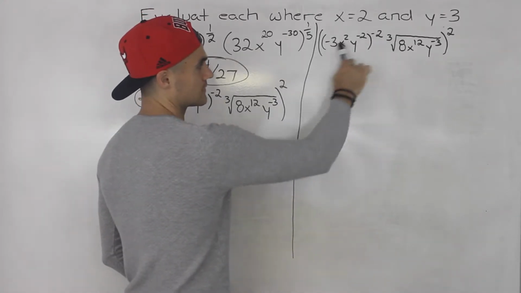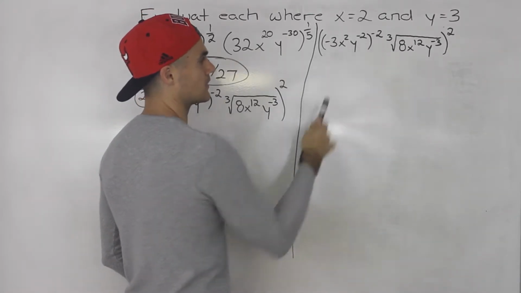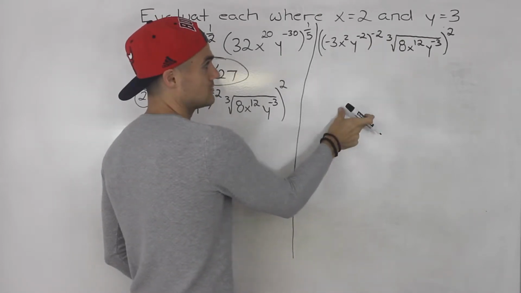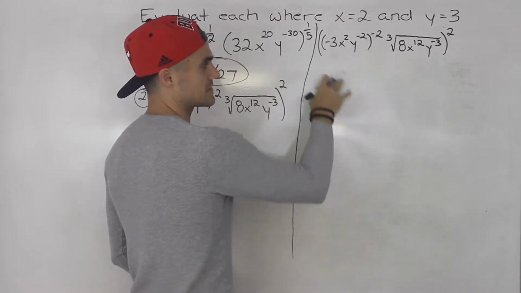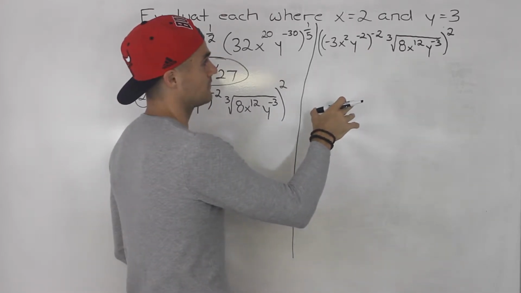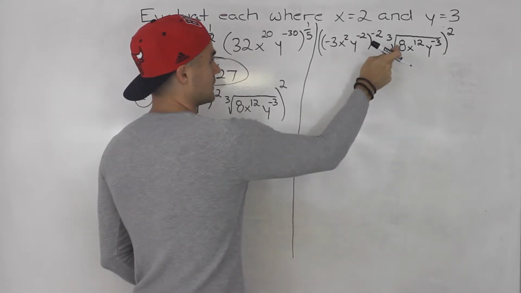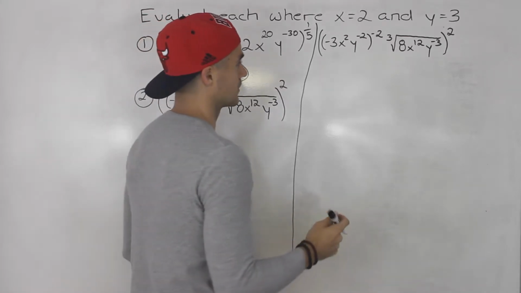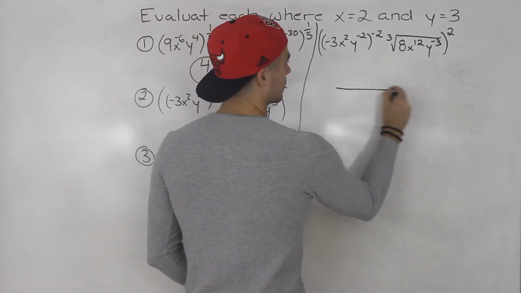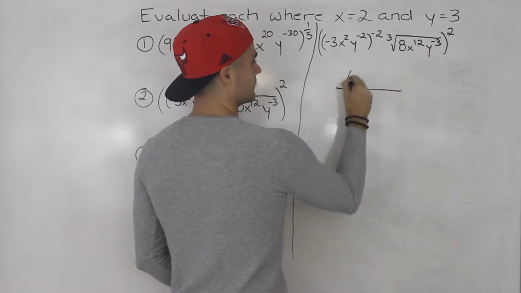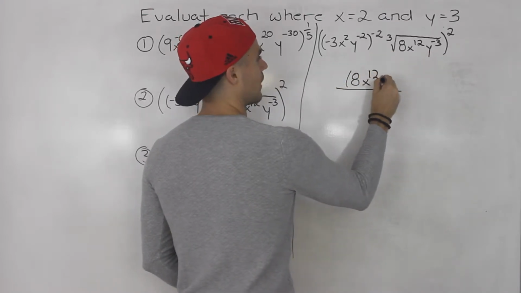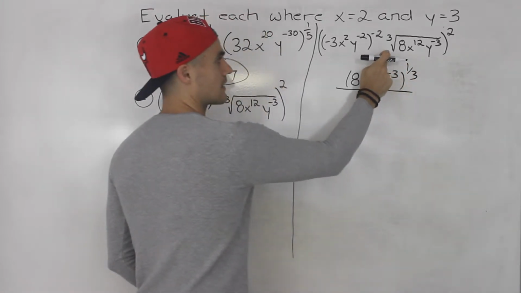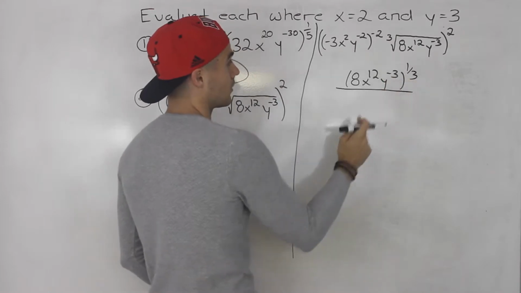I could take this negative 2 and distribute it in the bracket. What I'm going to do first though, because this exponent is negative, is make a denominator. I'm going to bring that down and change it to positive, just because there is no denominator at this point. And then I'm going to take this third root and change it to a rational exponent, right? So I'm going to rewrite this here: 8x^12y^-3 to the power of 1 over 3. Right? Took that third root, changed it to an exponent of 1 over 3.